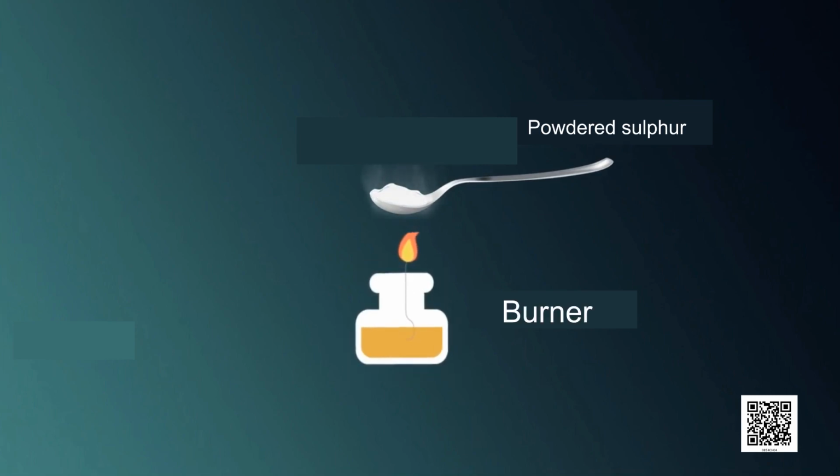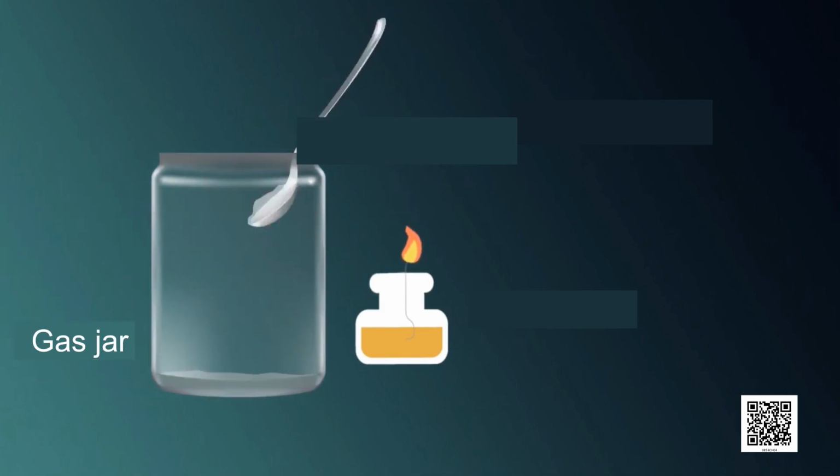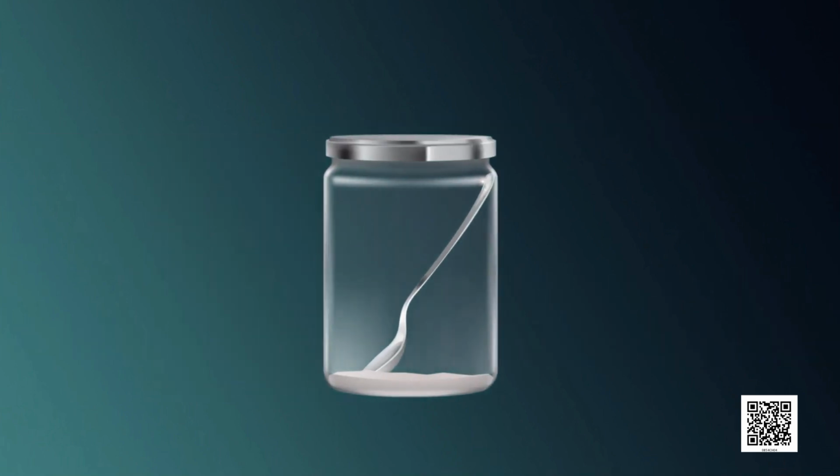Take a small amount of powdered sulfur in a deflagrating spoon. Heat it on a flame. As soon as sulfur starts burning, introduce the spoon into a gas jar or a glass tumbler. Now cover the tumbler with a lid to ensure that the gas produced does not escape. Remove the spoon after some time.